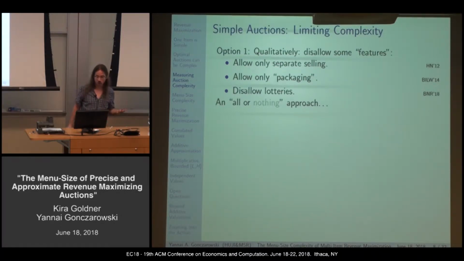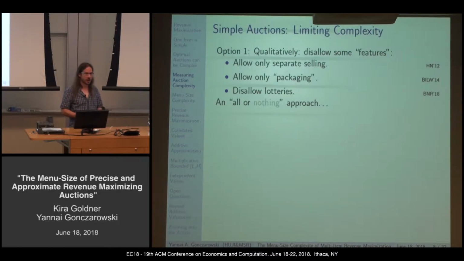There are a few options to do that. One option is qualitative, to disallow some features of the auction. So for example, to allow only separate selling, or to allow only packaging. So if I have like 10 items, I could say, okay, I'll price a bundle of these 2, of these 3, of these 4, and something like that.